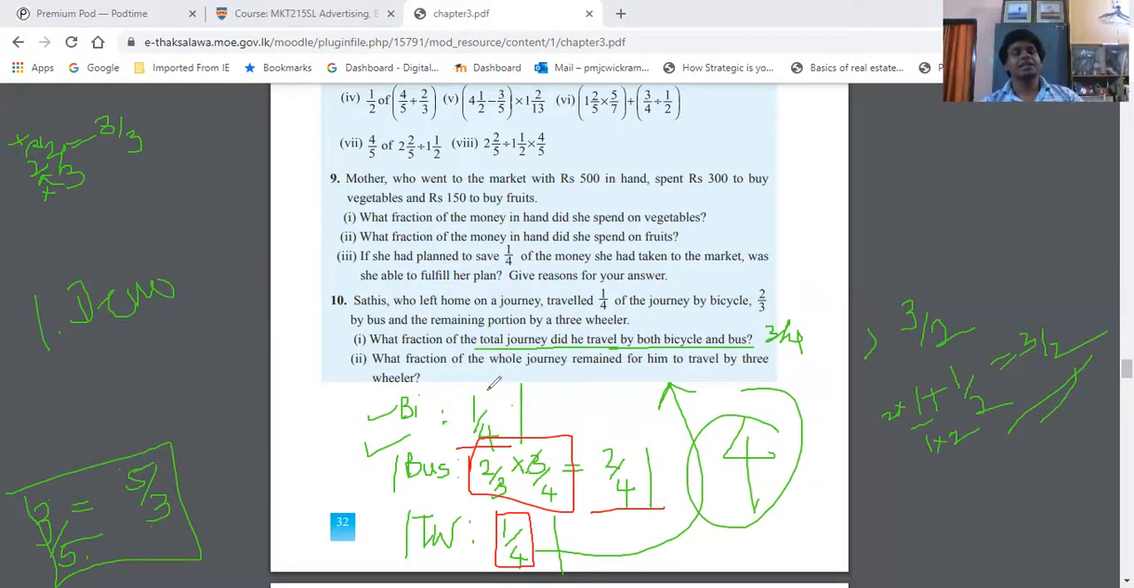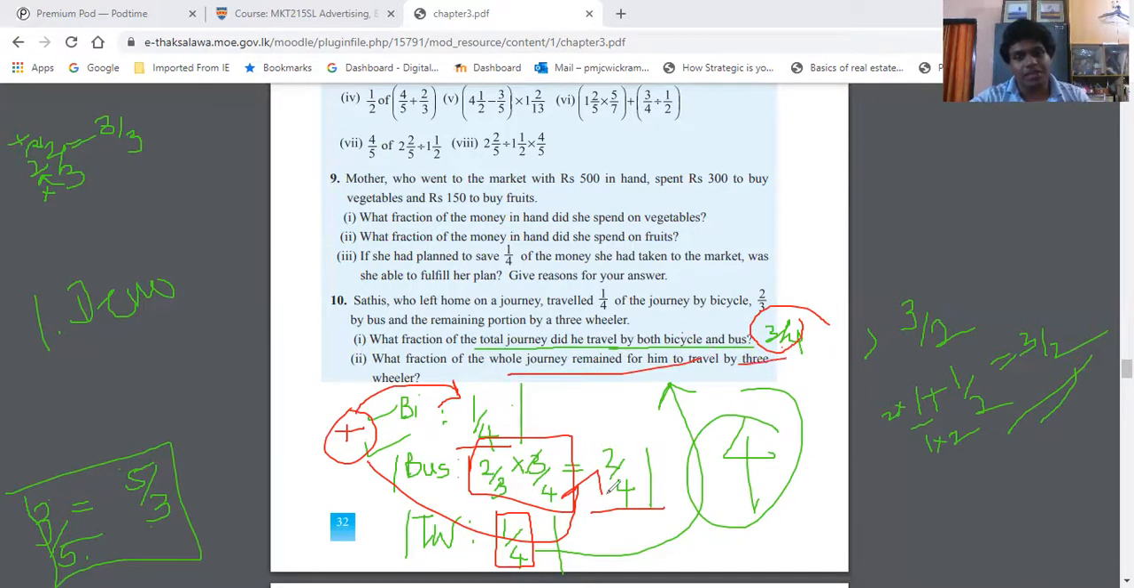The question asked, what fraction of the total journey did he travel by both bicycle and the bus? That means just an addition. For the addition, what are the two values? The bicycle value and the bus value we found, when added together, give the answer. What fraction of the whole journey remained for him to travel by the 3-wheeler? We have already found that, it is this.